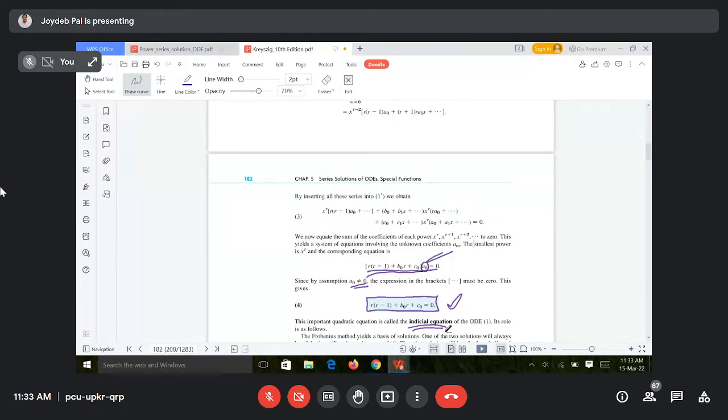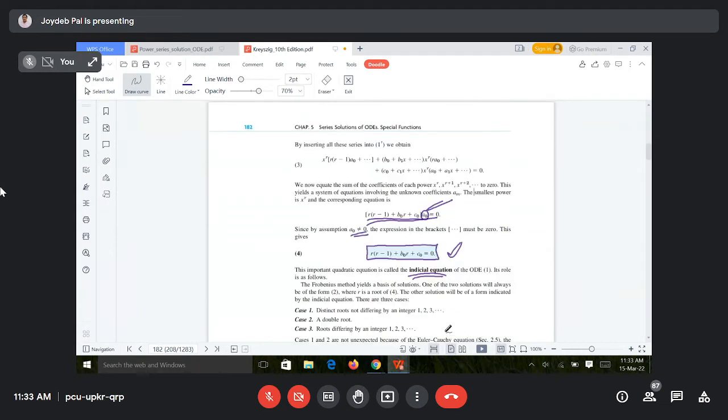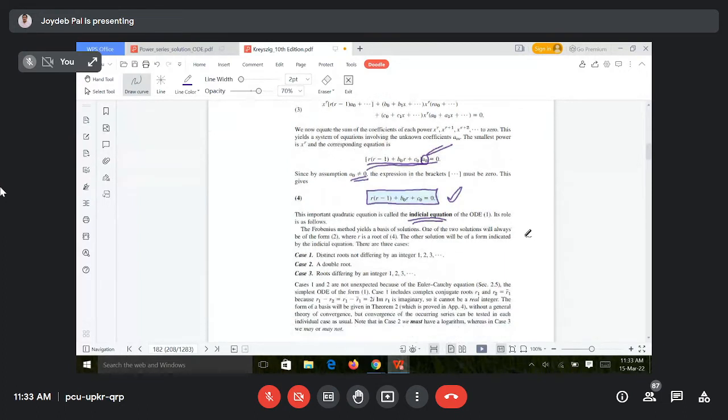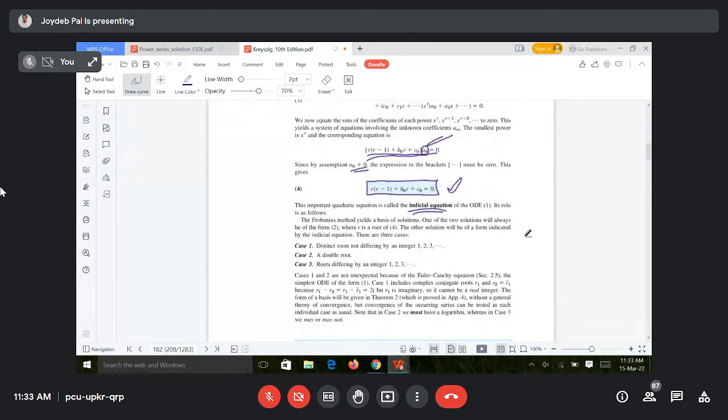Next task you have to find the relation between the coefficients. Okay. तो अभी मेन जो पार्ट है दैट इज डिपेंडिंग ऑन दैट रूट्स ऑफ दैट इंडिशियल इक्वेशन. ठीक है. मतलब टोटल 2 रूट है. अब दोनों रूट के हिसाब से सॉल्यूशन कैसा होगा, वो रूट्स के नेचर के ऊपर डिपेंड करता है.